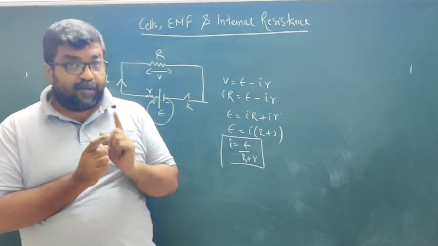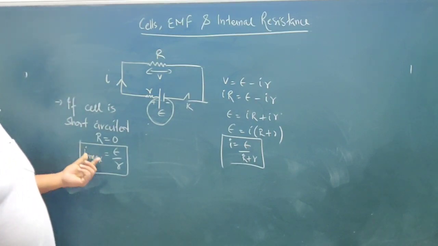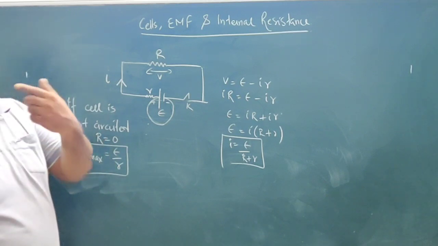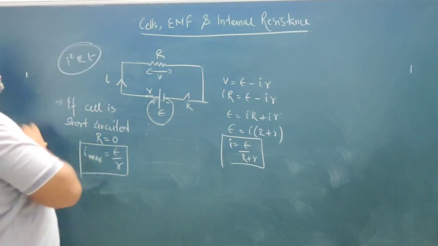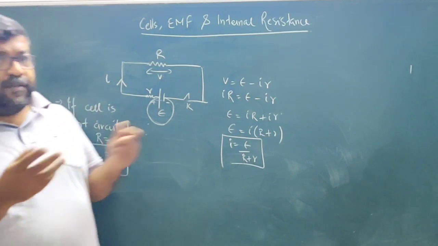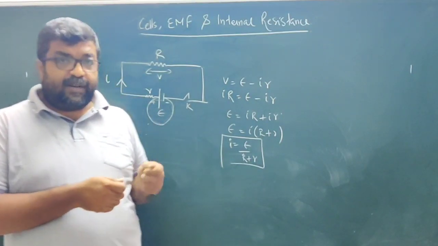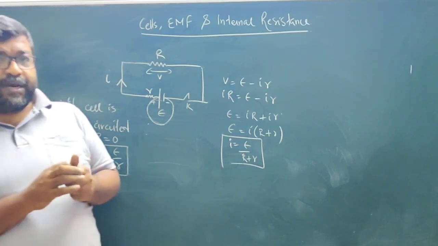Spark means, see, when the cell is short circuited, current is more. If current is more, heat produced will be more, because heat produced is I square RT. So greater the current, greater the amount of heat produced, and there will be a spark. So if the positive and the negative terminals are joined together with a wire, that is when the cell is short circuited, current will be maximum and there will be a spark.